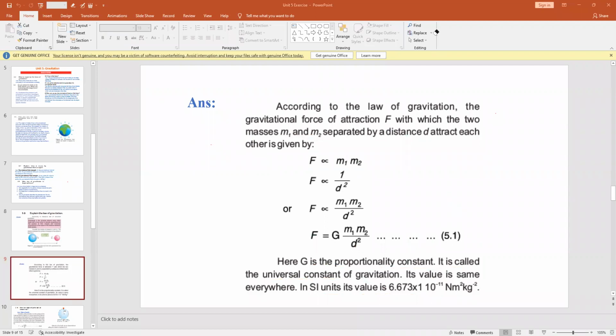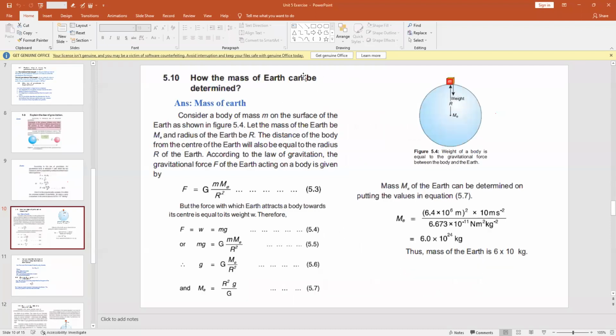Then the next question is question number 5.10. How can the mass of Earth be determined? For that, you have to draw the diagram, give the explanation and derive the relation for mass of Earth, then put the values in the equation that you have found to get the value of mass of Earth. For that you have to give the heading of mass of Earth, then draw this diagram 5.4.